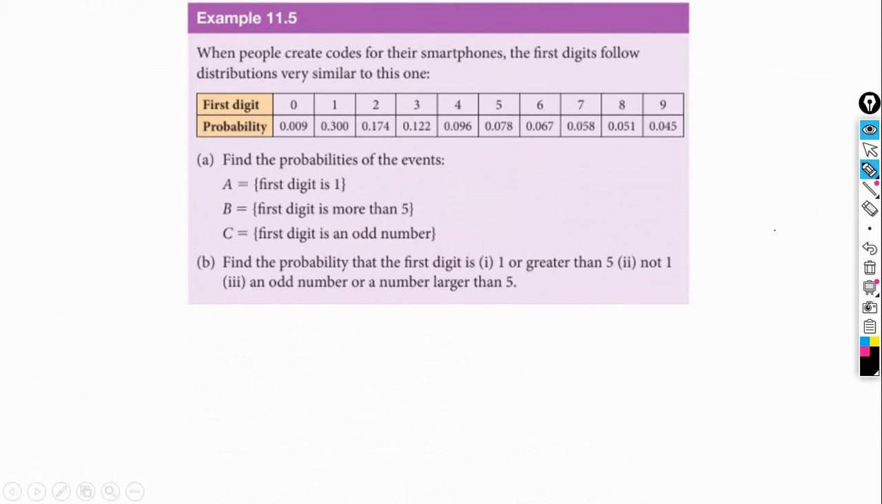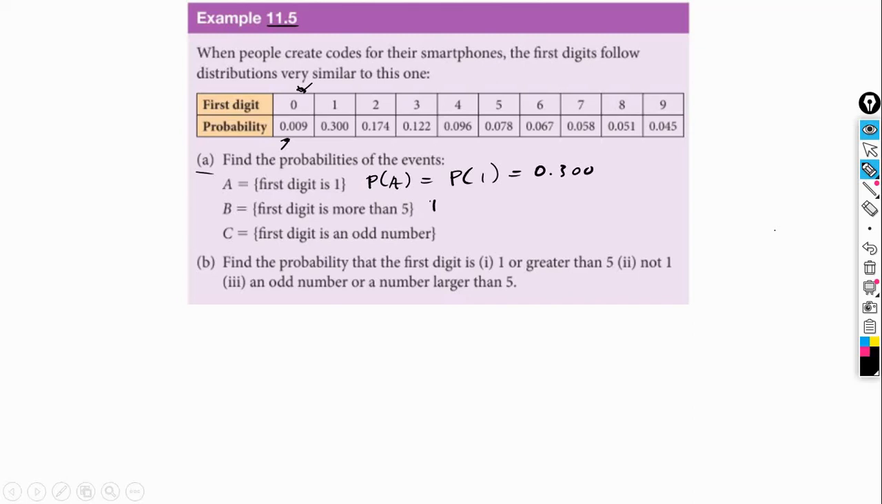So now we'll do example 11.5. It says, when people create codes for their smartphones, the first digit follows a distribution very similar to this one. These are the first digits, and this is the probability that people will choose it as the first digit. Part A, find the probabilities of these events. A, the first digit is 1. So the probability of event A is simply the probability of the first digit being 1, which is given to us on the table, and it's 0.3.